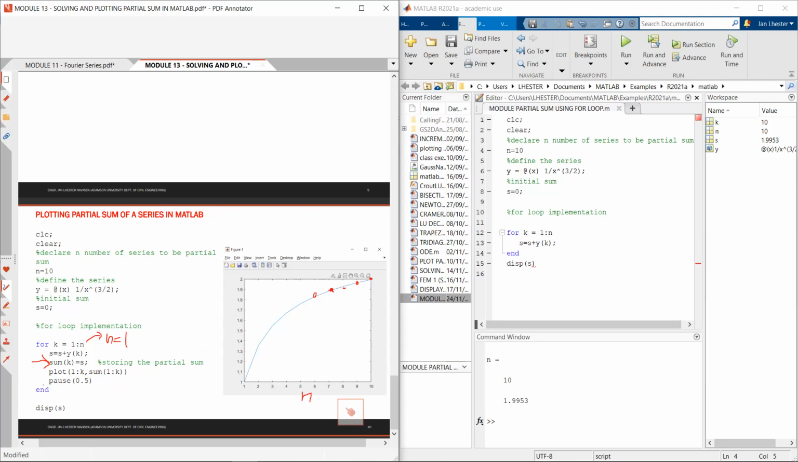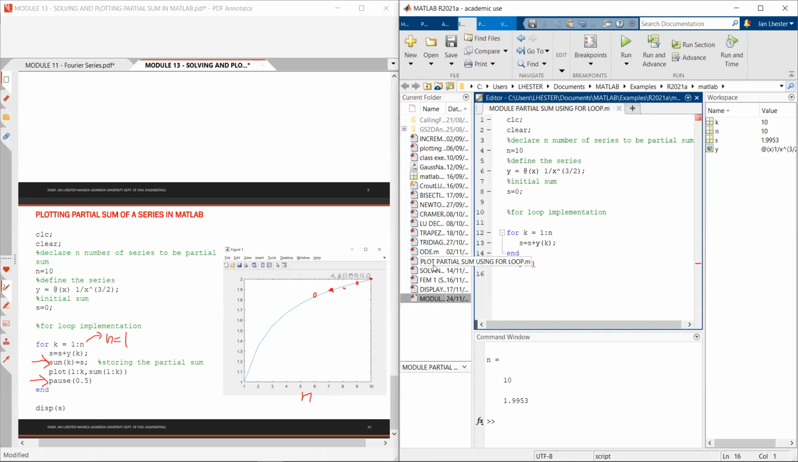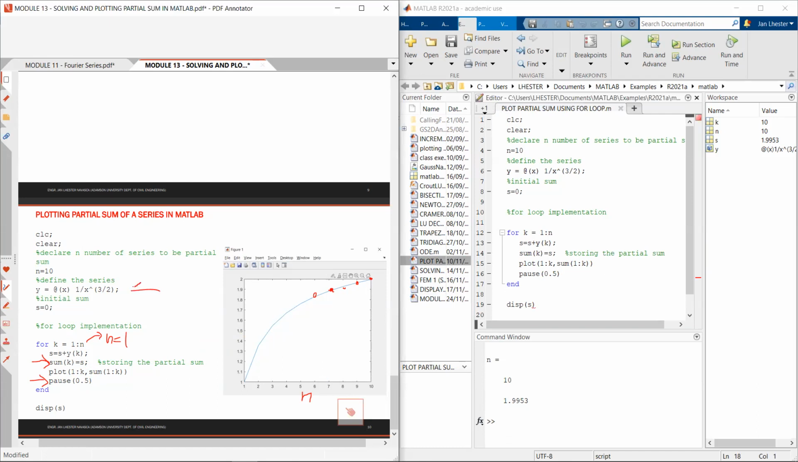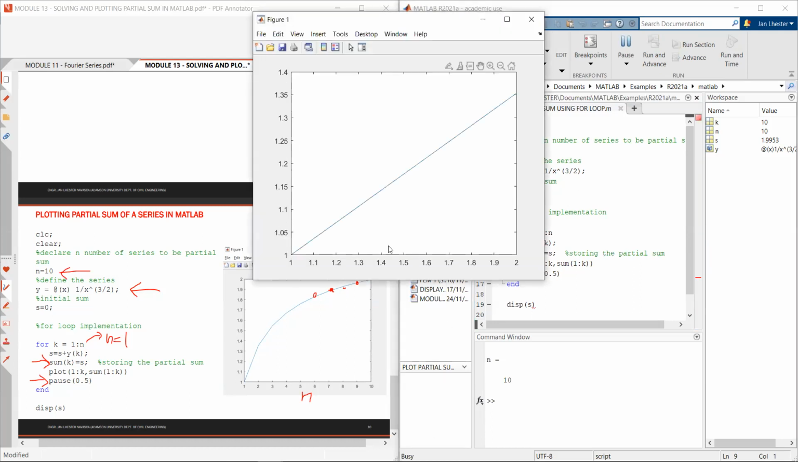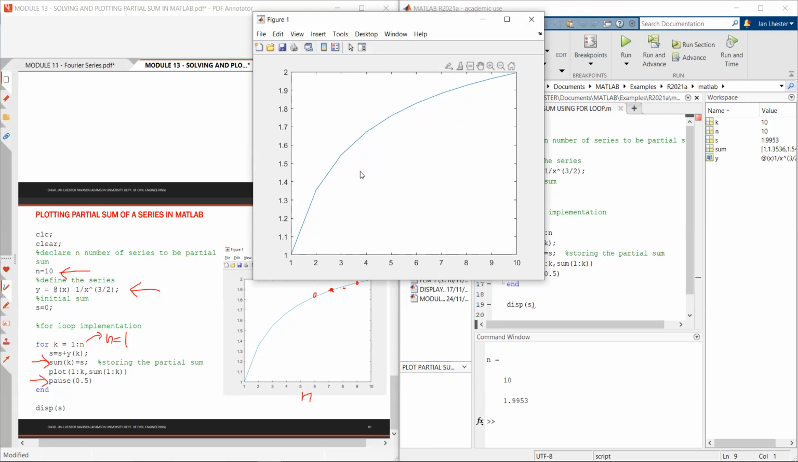Then itong implementation na pause 0.5 is to pause lang yung pagpa-plot ng 0.5 seconds. So maganda yan, tingnan nyo. So plotting partial sum. Ito yung implementation for 1 over k raised to 3 halves pa din. Okay, so take natin yung partial sum. Sige, control, shift, enter. Kapag n equals to 10, napapansin nyo, may 0.5 seconds delay siya sa pagpa-plot. Ayan, natapos niya na yung plotting. Medyo maganda lang siya tingnan dahil may animation, di ba? So may 0.5 seconds delay.